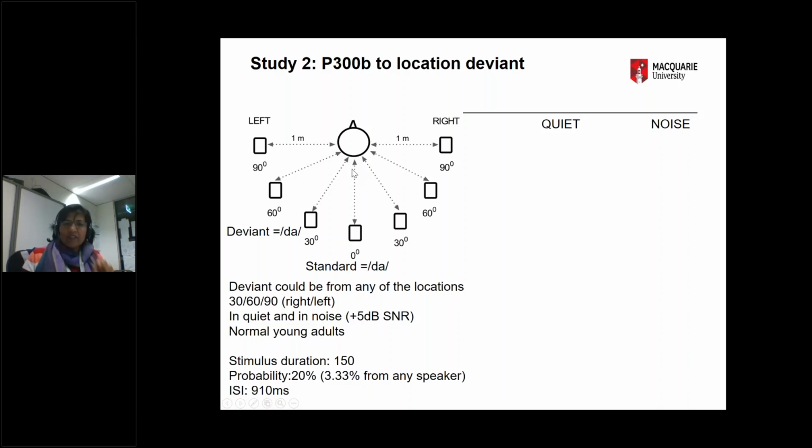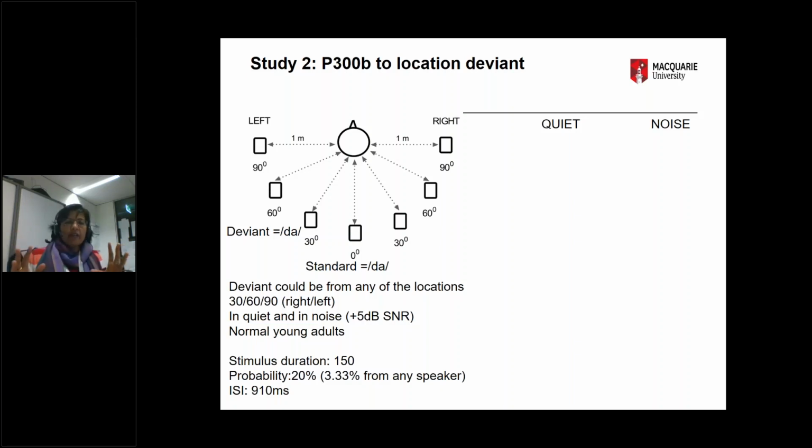But our deviant was the same DA, coming from either 30 degrees, 60 degrees, or 90 degrees from the right or the left side. So it's the same stimulus, but the spatial localization is different. Now, why is this an important paradigm? Because if you're working with children with auditory processing disorders, this is something that is quite useful to observe. It has been noted to be quite different in populations with auditory processing disorders, therefore an interesting paradigm to trial. And we also looked in quiet, and we also presented noise.